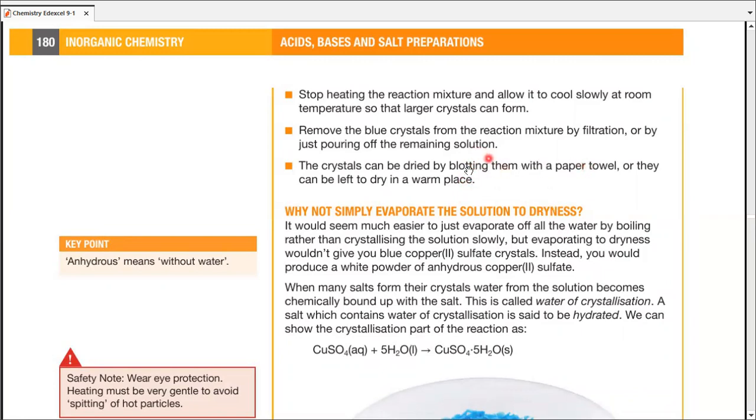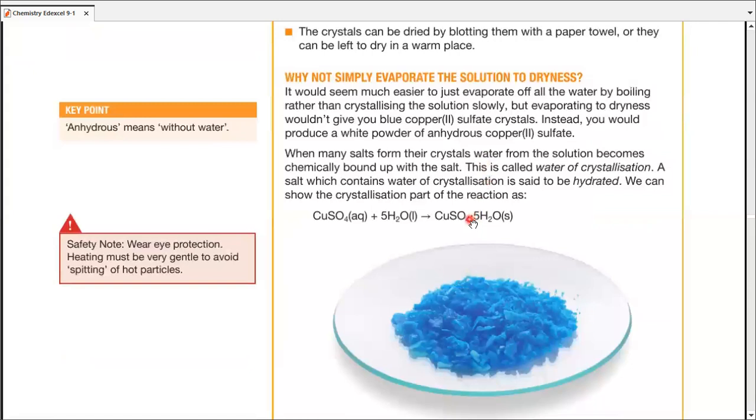Instead of putting paper towel as your option, since using the paper towel might break the crystals in their structure, it's always wise to write leave to dry in a warm place as your answer instead of writing this. This is not a good option. Okay. Now, the question arises here, why do we not evaporate all of the water to dryness?